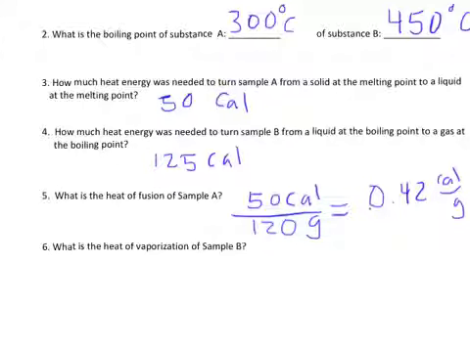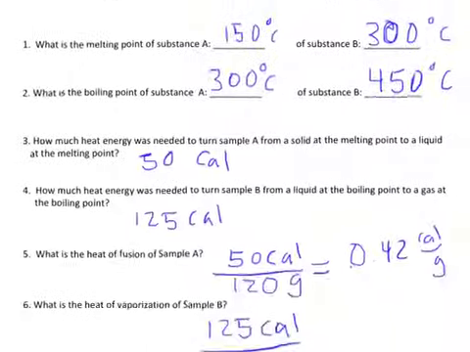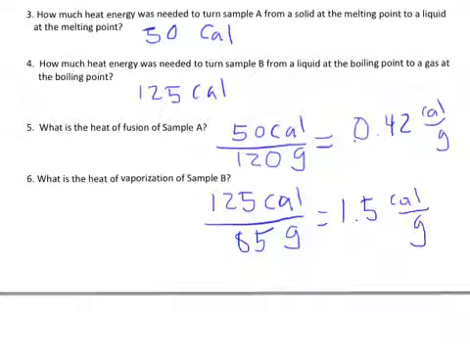So for number 6, we're going to say 125 calories was needed to boil that sample. We have to divide by the mass of that sample to find out how many calories per gram. So let's see how big our sample was. And I see here our sample was 85 grams. So therefore I need to come back down here and divide that by 85 grams. And what that gives me in this case is 1.5 calories per gram. It took 1.5 calories to boil each gram of that substance.